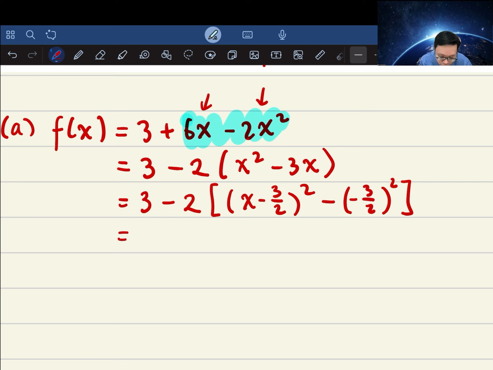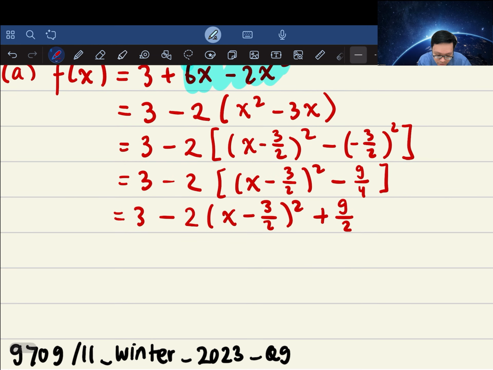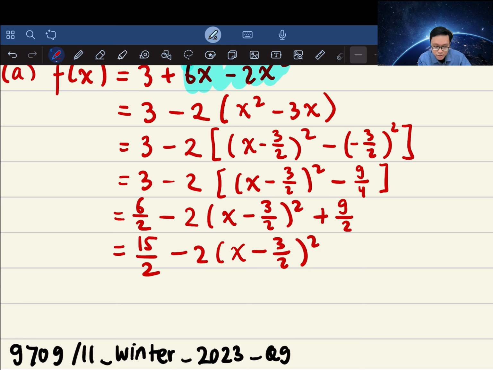From here, we just need to do a little bit of algebra. So we have x minus 3 over 2 squared minus 9 over 4. And then we expand a little bit like before. Minus 2 times minus 9 over 4 becomes plus 9 over 2. And then we have 3 plus 9 over 2. We can change 3 into 6 over 2. So we have 15 over 2 minus 2 times x minus 3 over 2 squared. So this is the completed square form.